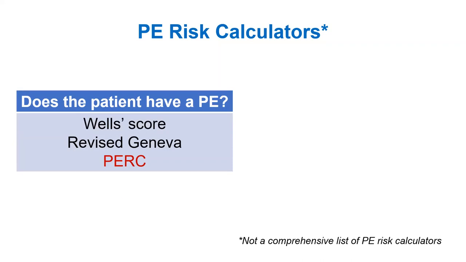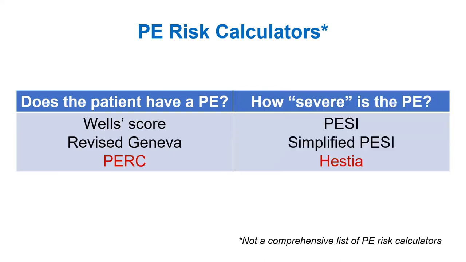So the risk calculators actually help you answer two different things. The first is, does the patient have a PE? And for that, you would use the Wells, revised Geneva, or the PERC. And how severe is the PE? So you'd use the PESI, the simplified PESI, or what is known as the Hestia score. The PERC and Hestia are in red because if you get a score of 0 with either of those, it makes the pretest probability extremely low for PE or extremely low for high severity PE.